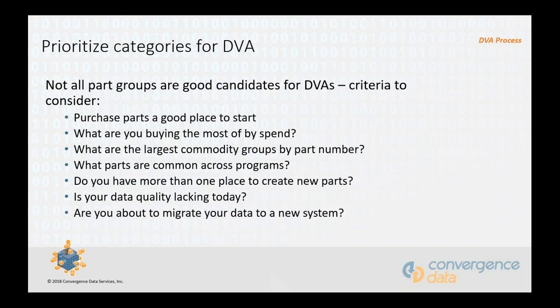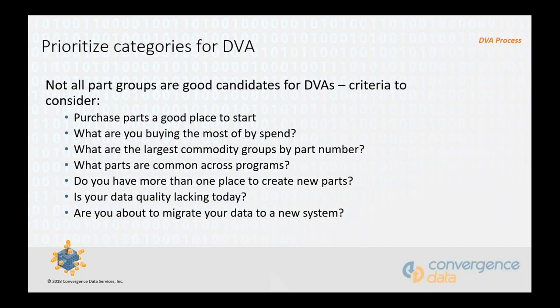So one of the most important things to do when you first start is to prioritize your categories for your DBA. And what do we mean by prioritize? You want to come up with some criteria. Typically, purchase parts are good candidates for a DBA, so that's something you might want to look at. You might want to look at what you're buying the most from a spend perspective. So you're going to need help from your procurement organization to get the commercial data. You probably want to know, where do you have most of your part numbers? Which commodity groups do you have the biggest parts proliferation issue?